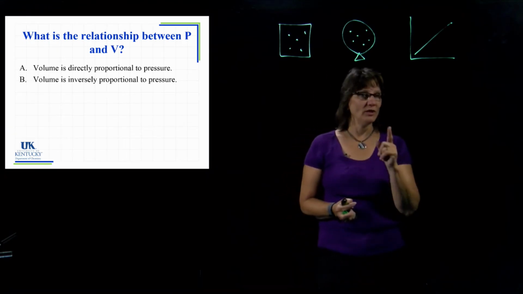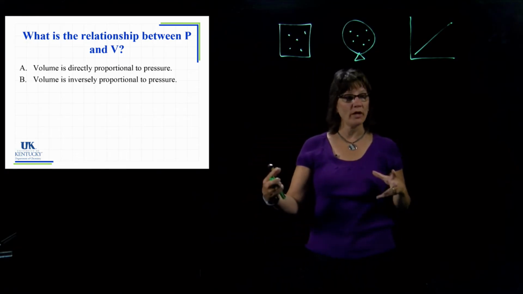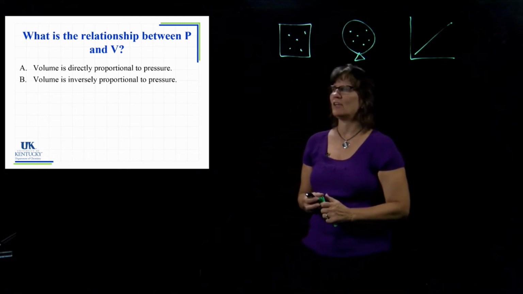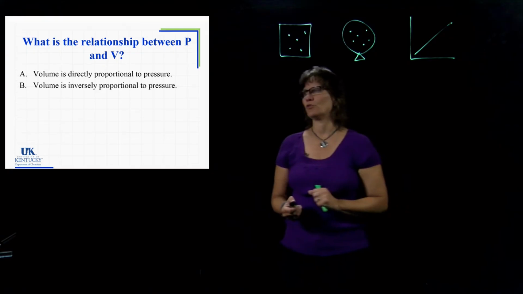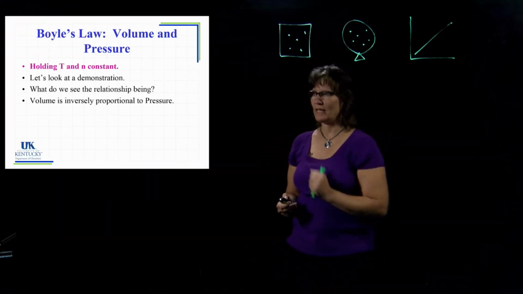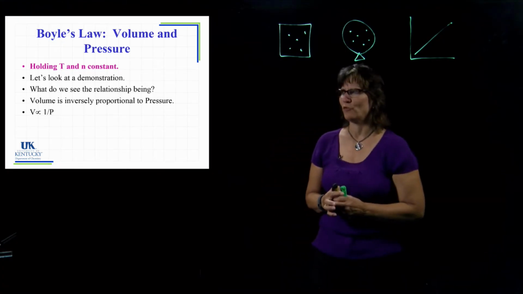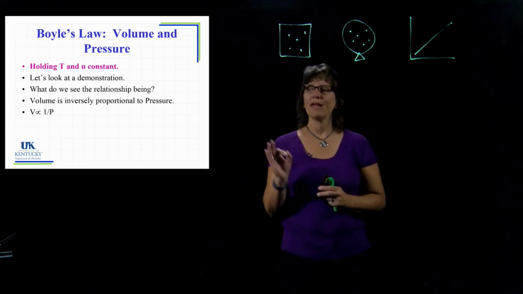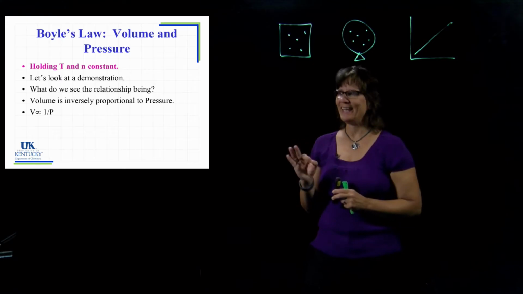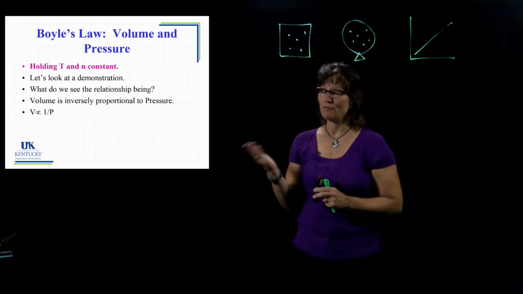Now hopefully you did that and you chose B. It's inversely proportional. As I pulled back on the plunger, the volume went up, the pressure went down, and that is the relationship between those two. Okay. We stated that it's inversely proportional, and this is how you would write that in symbol form. The volume is proportional to 1 over pressure. That is an inverse relationship. As one goes up, the other one goes down, and vice versa.